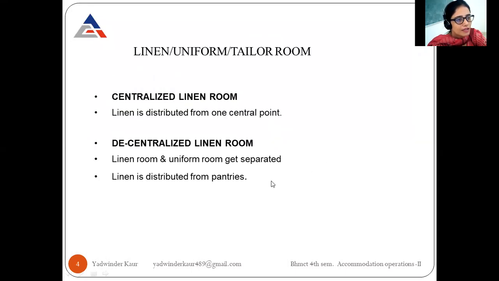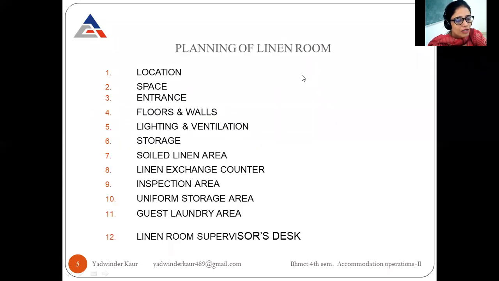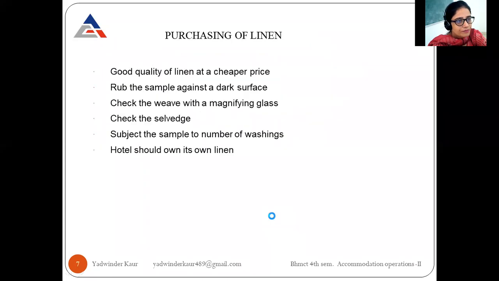We started with the centralized and decentralized linen room. Planning of the linen room we have done, including the location, space, entrance, floors and walls, lighting and ventilation, storage, soiled linen area, linen exchange counter, inspection area, uniform storage area, guest laundry area, and linen room supervisor desk.